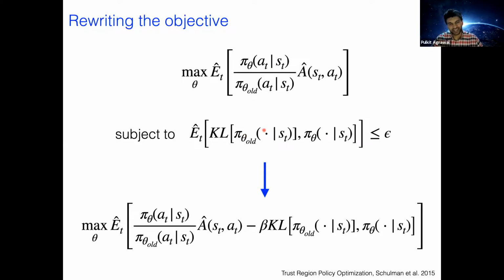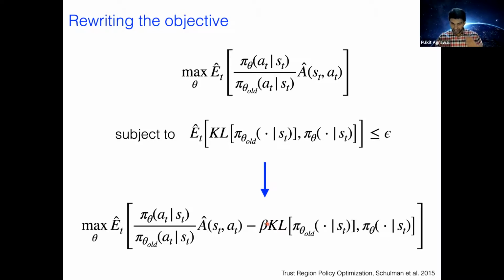Why is it? Because I have to impose this constraint. And if I'm doing a line search, that means that for every example in my batch, I'll have to search till the time I'm satisfying the constraint. Versus if I just had the KL divergence term in my objective function, I can just use SGD as is.